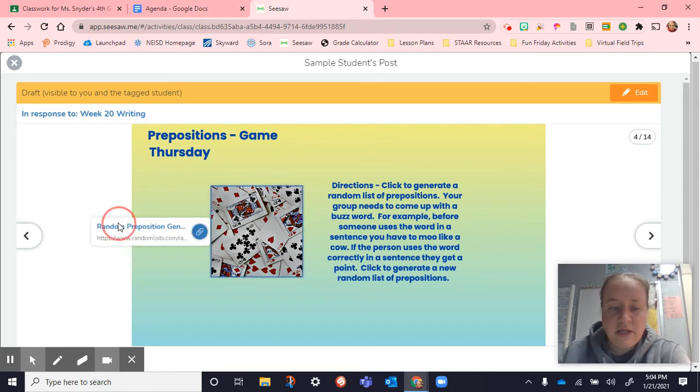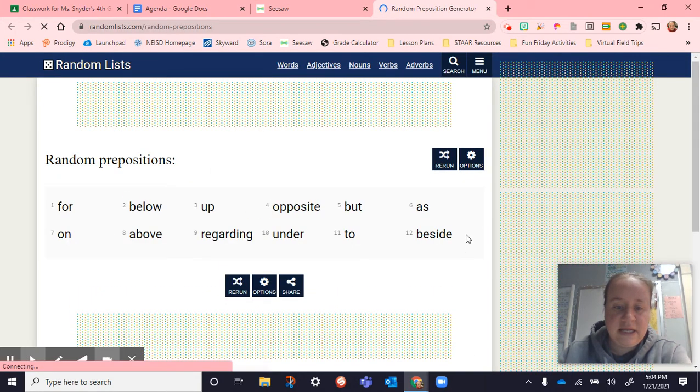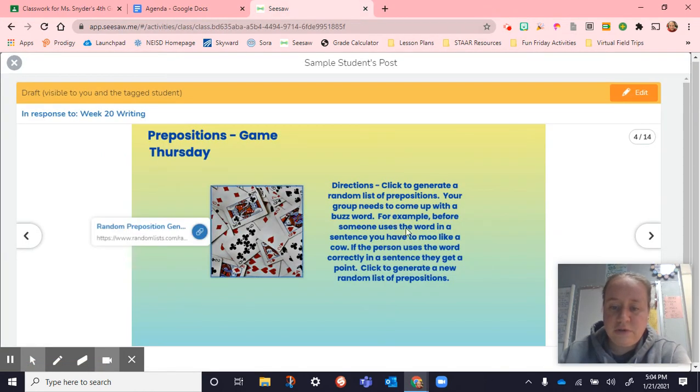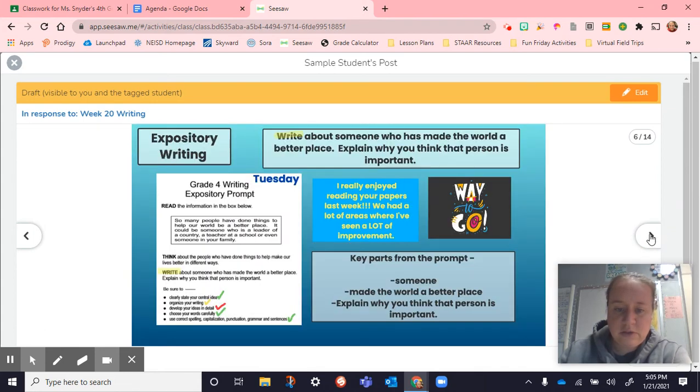Then when you click on this, it takes you to a website and it gives you random lists of prepositions. So you're going to put those into a sentence, and the first person that does the buzzword, they are the ones that get the point, if they use the preposition in a sentence correctly. All right, so then we went to here.